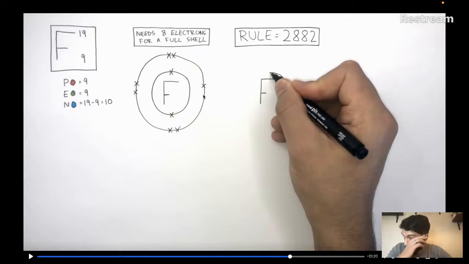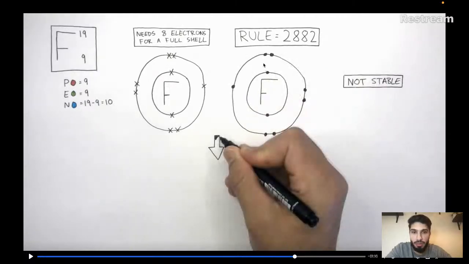It could gain an electron to become a fluoride anion, but we're talking about covalent bonding here. So no electrons are lost or gained. The electrons are only shared. So here's another fluorine atom. And I've used dots. So this is a dot and cross diagram that we're about to draw.